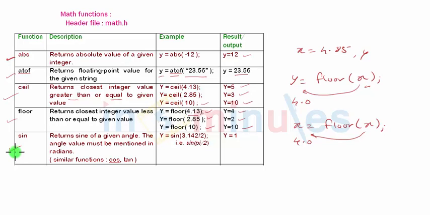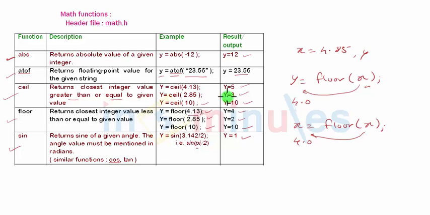Next are trigonometric functions, that is sine, cos, tan functions. Now these functions return, for example, the sine function returns sine of a given angle, but the angle must be mentioned in terms of radians. For example, to get sine of 90, I can write sine of pi by 2, but obviously that pi I have to write as proper value 3.142 upon 2. So this will give me answer as sine of pi by 2, that is 1.